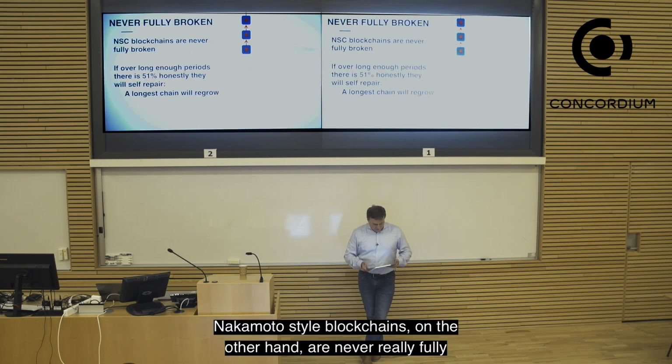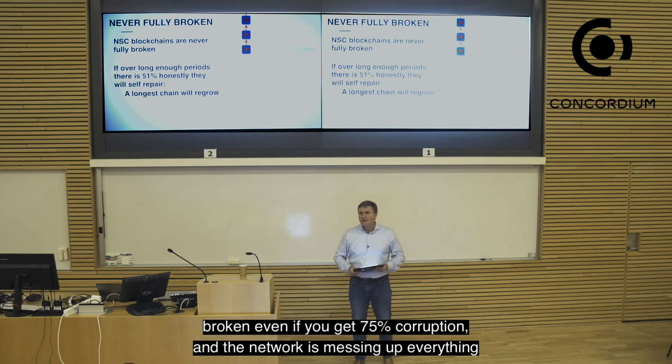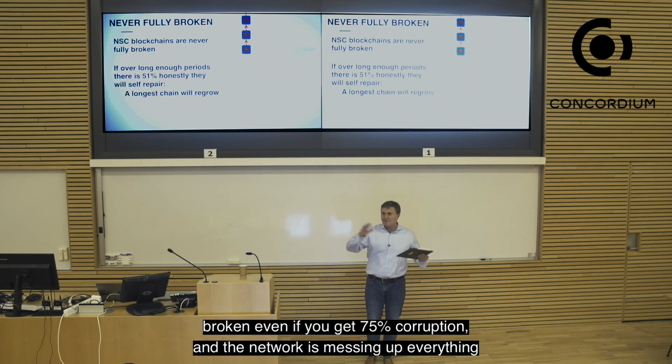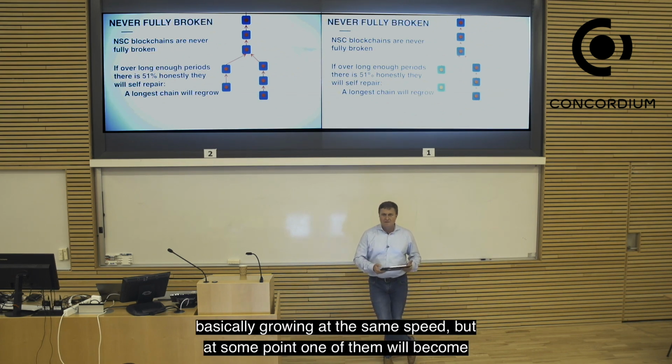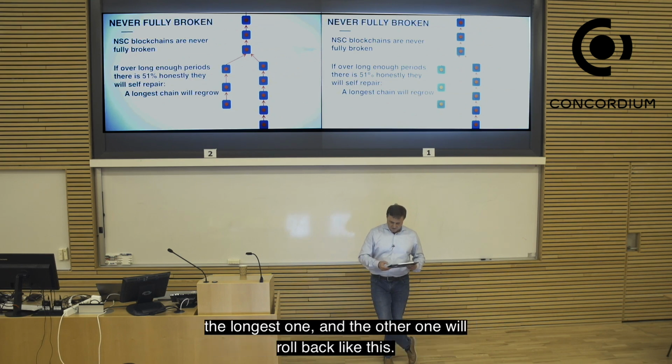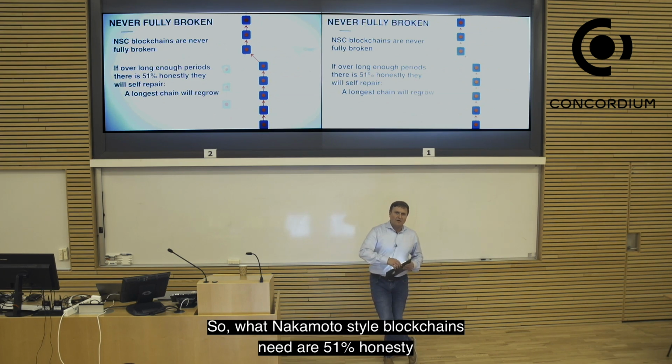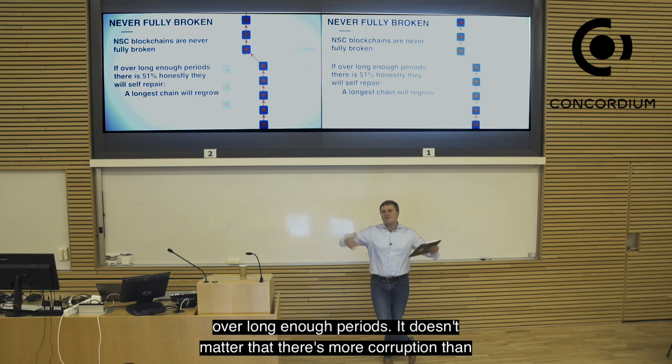Nakamoto-style blockchains, on the other hand, are really never fully broken. Even if you get 75% corruption and the network is messing up everything for a while, you have something like this happening: two chains growing at basically the same speed, but at some point one of them will become the longest one and the other one will roll back, like this. So what Nakamoto-style blockchains need is 51% honesty over long enough periods.